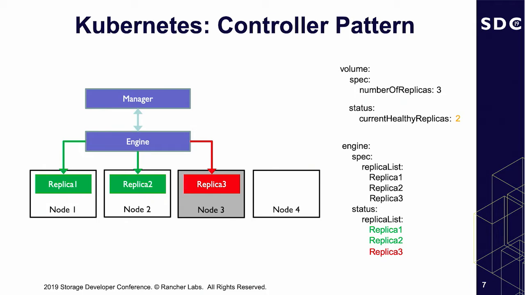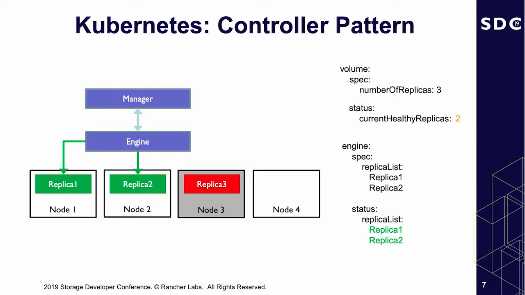And then the volume controller observes that as well. I should have 3 healthy replicas, but my currently healthy replicas have dropped to 2, because I only have healthy replicas 1 and 2. But my desired number of replicas is 3. So I need to do reconciliation. I want to make my current healthy replicas 3.